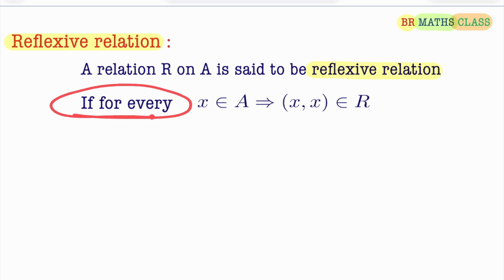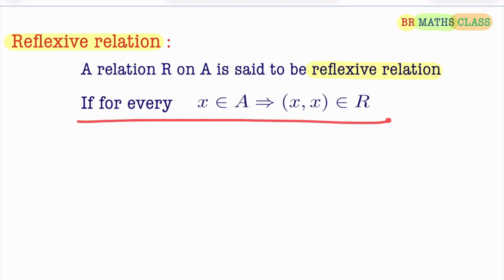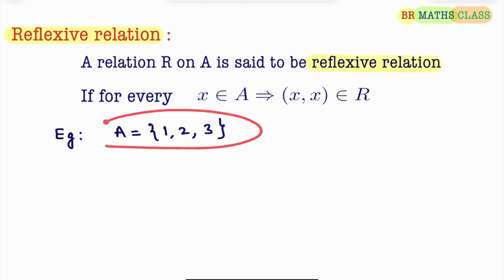This is important. You don't take it lightly. For every x in set A, ordered pair x comma x must belong to the relation. Then we say that relation is reflexive relation. You may get confused a little bit here, but you can understand this easily with the help of examples. I'll take set A like this. Set A is 1, 2, 3.